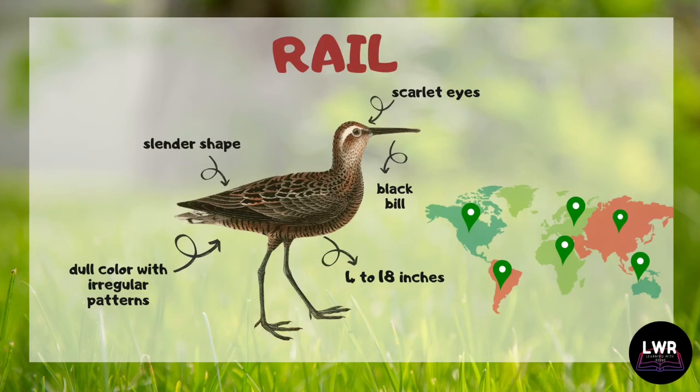Rail. Moving on, we have rails. There are about 127 species of rails all over the world except in high latitudes. They are somewhat chicken in shape but are slender and are about 4 to 18 inches in length. Rails are dull in color and are also barred with irregular patterns. They have scarlet eyes, a black bill, and similar to all flightless birds, their wings are nearly useless.